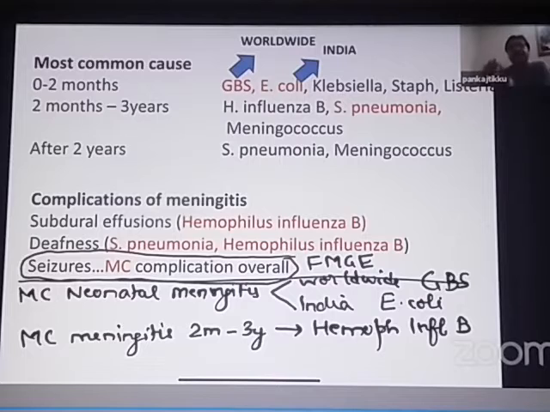And if the meningitis is caused by Haemophilus influenzae B, subdural effusions are very, very common complications. Sometimes deafness can also occur. So I hope it is now clear. Overall, most common complication is seizures. Most common complication of Streptococcus pneumoniae is deafness, and the most common complication in Haemophilus influenzae is subdural effusions, although deafness can occur in Haemophilus influenzae meningitis also.